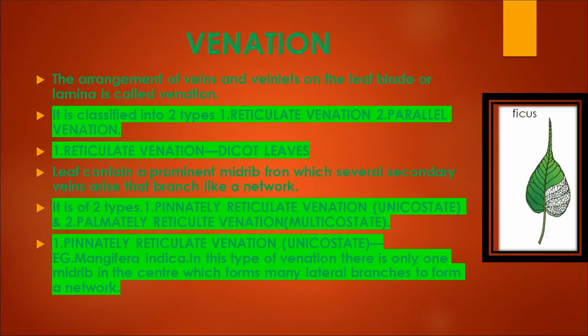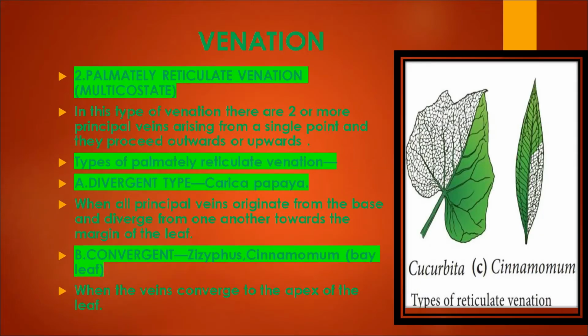In this type, there is only one midrib in the center from which many lateral branches arise. Whereas in the palmately reticulate venation, which is called multicostate, there may be two or more principal veins. See, this is one main vein, second main vein, third main vein. Like this here also you can see first main vein, second main vein, third main vein. Like that, two or more principal veins will be there. They arise from a single point, proceed outward and spread over the lamina of the leaf.